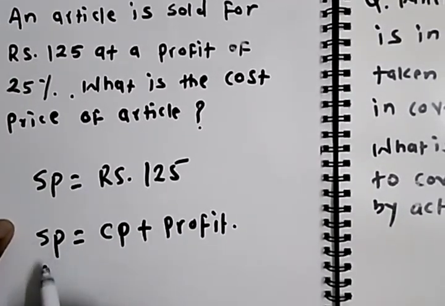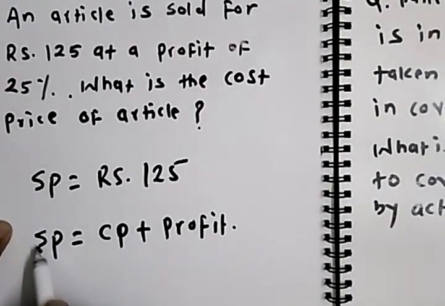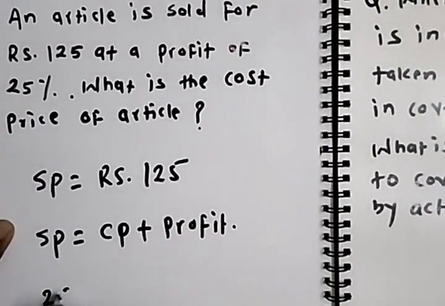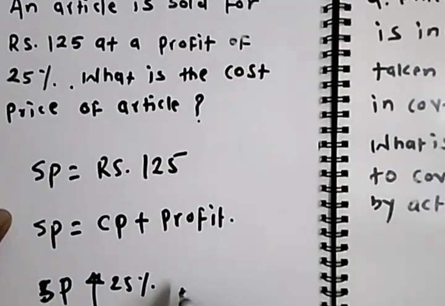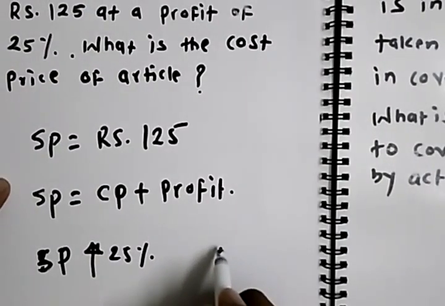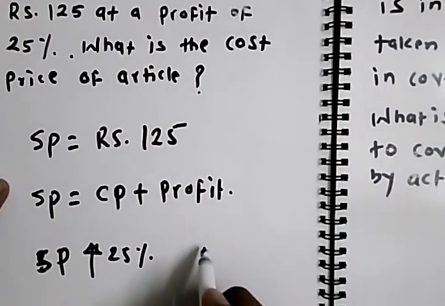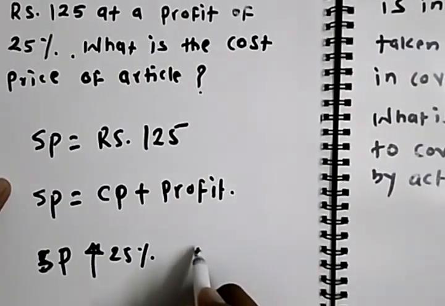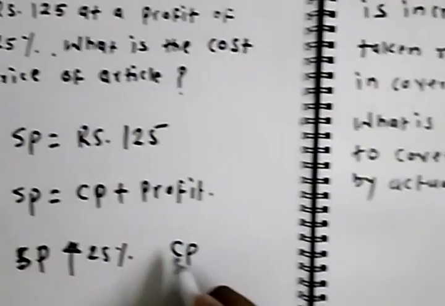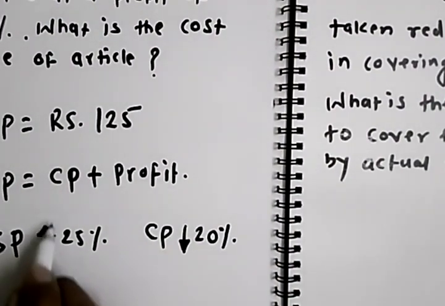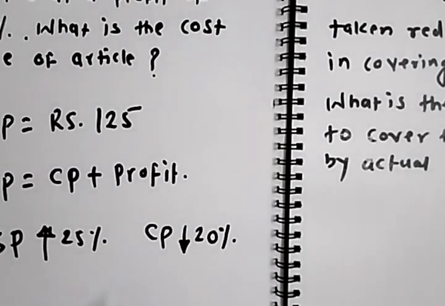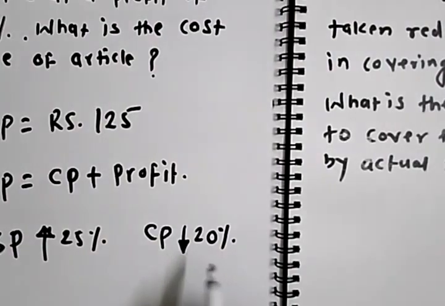Now if you see, the selling price is 25% more, or the selling price is increasing by 25%, right? Then cost price is inversely proportional to selling price, so cost price will be 20% less than selling price. Selling price is increasing by 25%, so cost price will decrease by 20%.